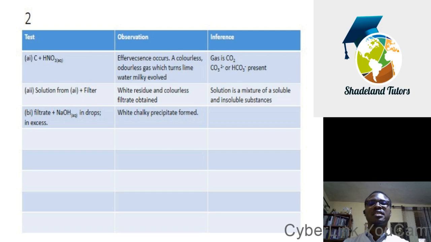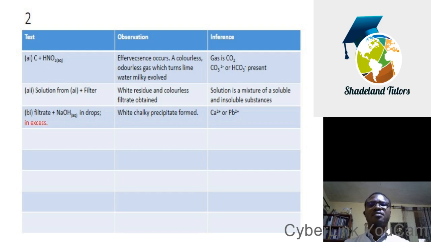But what is this precipitate, or what do we infer from this precipitate? Because it is white and chalky, it is not gelatinous, we suspect Ca2+ or Pb2+ ions. These are the two ions that will form a white chalky precipitate with aqueous sodium hydroxide.